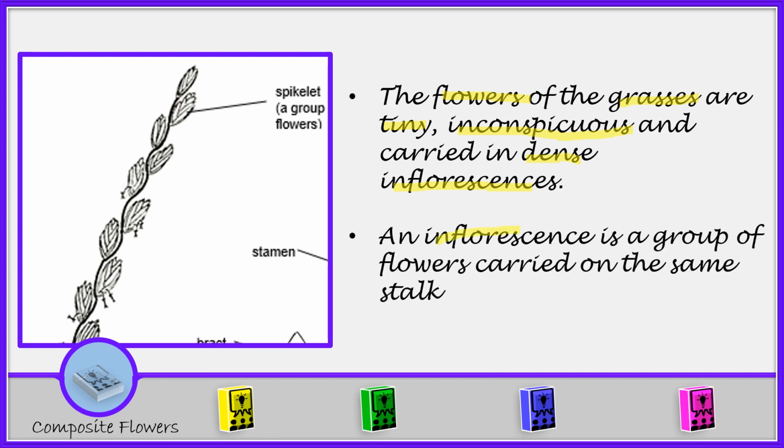An inflorescence is a group of flowers carried on the same stalk. Like the way we are seeing here, many flowers are carried on the same stalk. So that one is called an inflorescence.